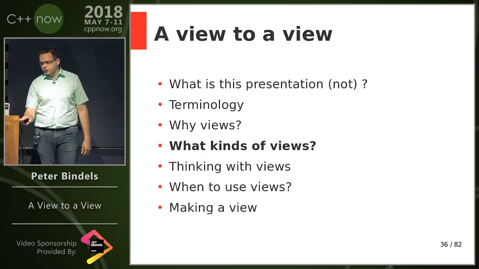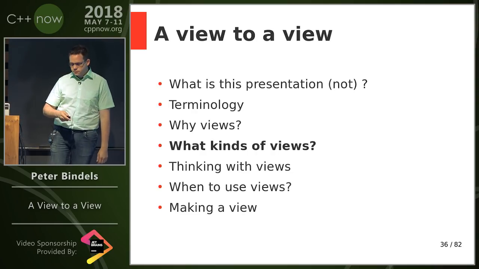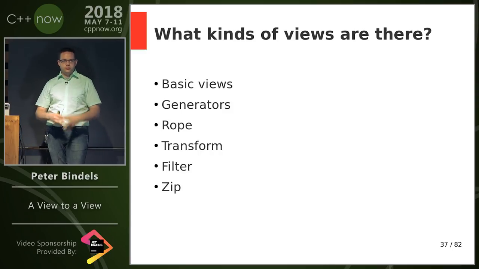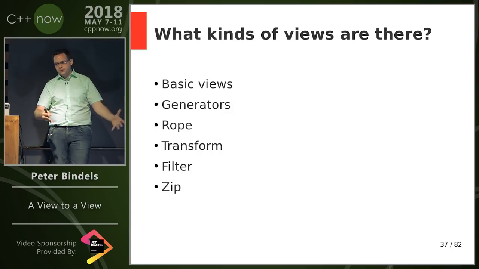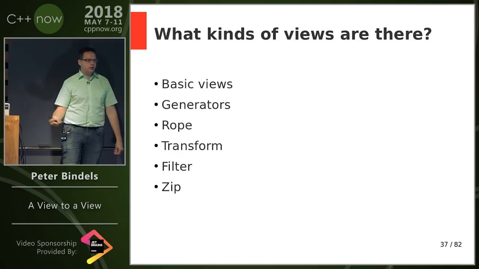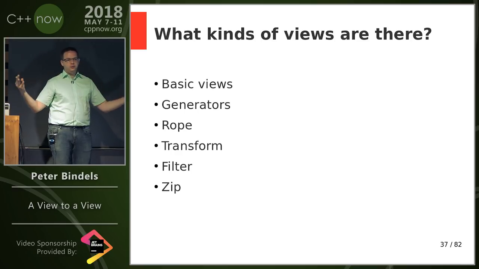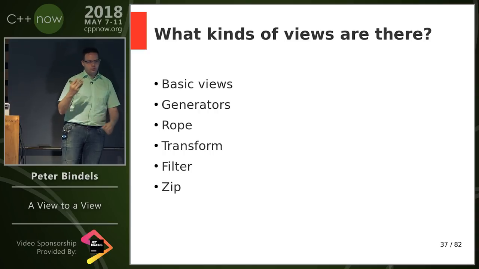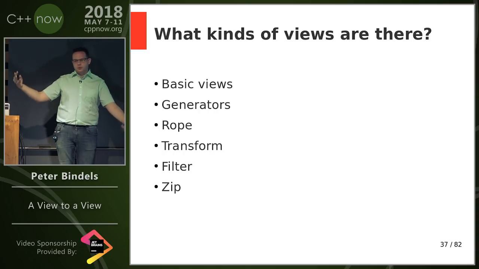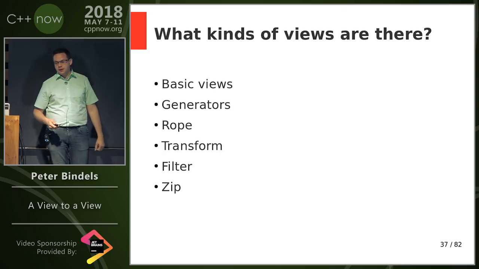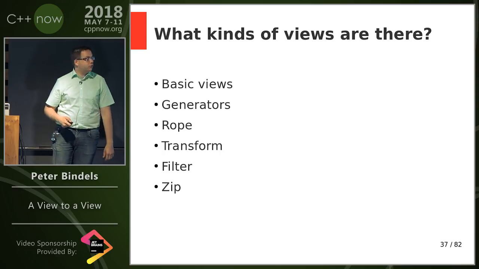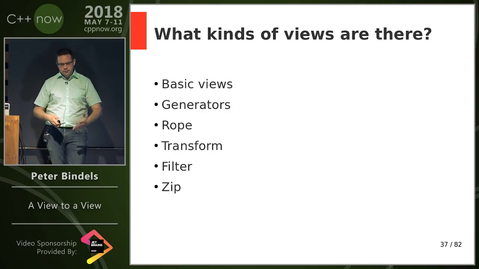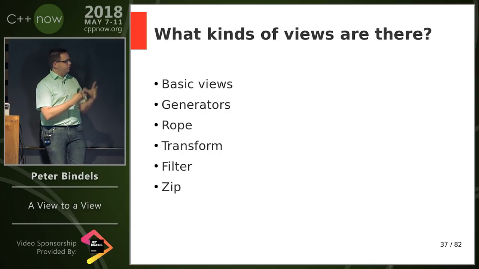So then we get to what kinds of views do we have? And there are six kinds of views. So there's a basic view, which is something that maps directly to a container. There's a generator, which is a view that creates a range out of theoretically thin air, as in we pass in some ints or some numbers, and it generates a huge amount of output. So iota would be one. There's a rope, which is a more complicated construct that is very, very useful. There's a transform, there's a filter, and there's a zip style of view.